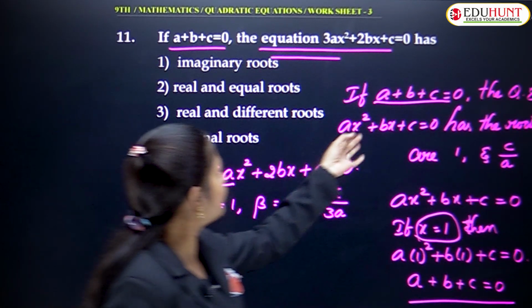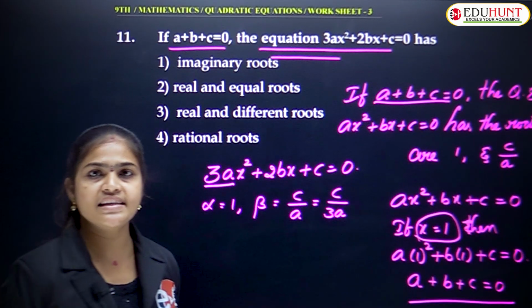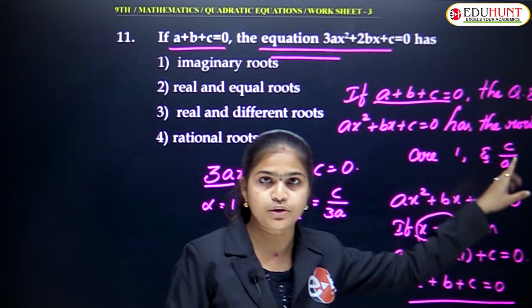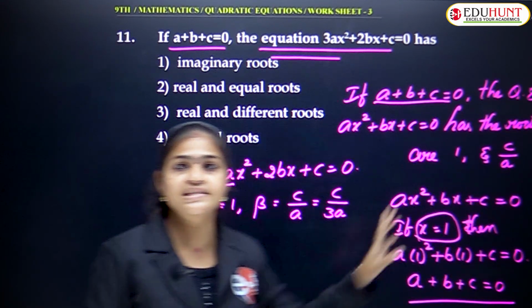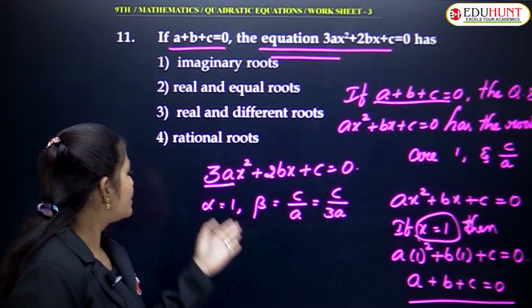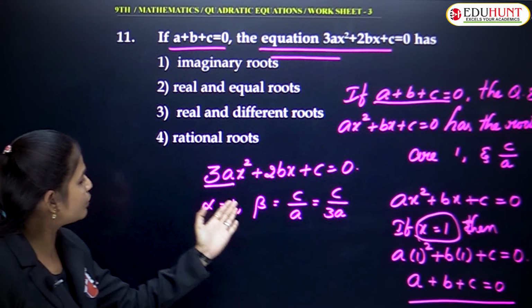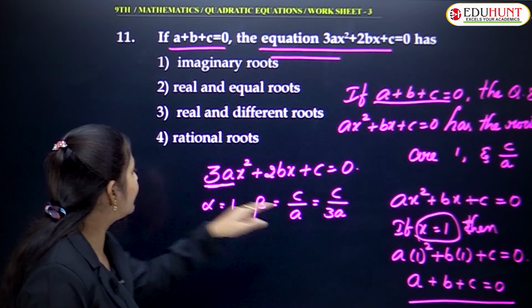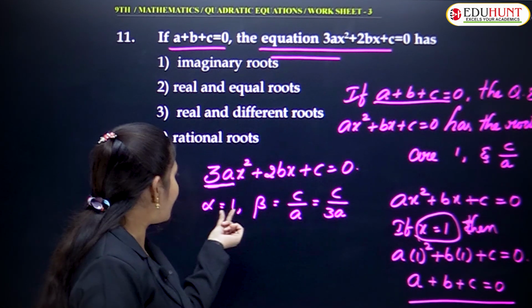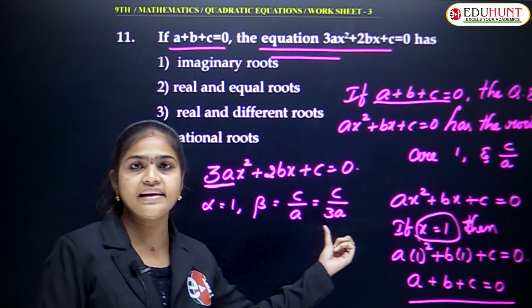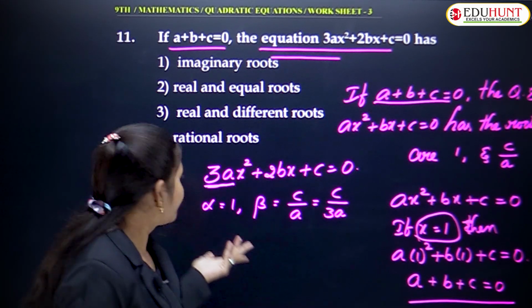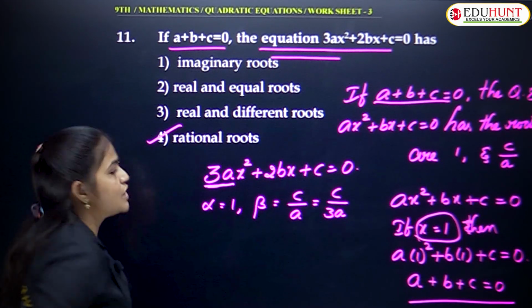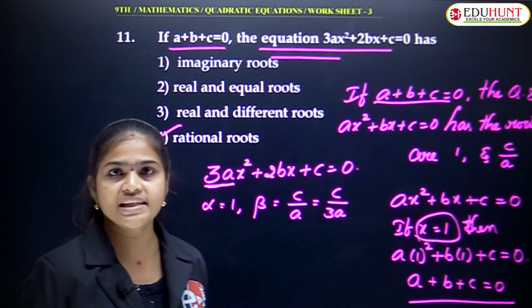We just have to keep one point in mind: if a plus b plus c is equal to 0 for the quadratic equation ax square plus bx plus c is equal to 0, then that equation has the roots 1 and c by a. As per that point, one of the roots is 1 and the other root is c by a, and in place of a, here they gave 3a. So 1 is a rational number as well as c by 3a. What is the nature of the roots here? The roots are rational. Understand? So which option is correct here?